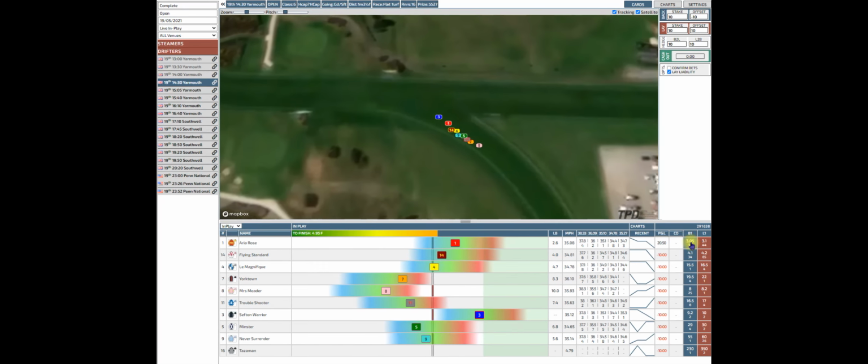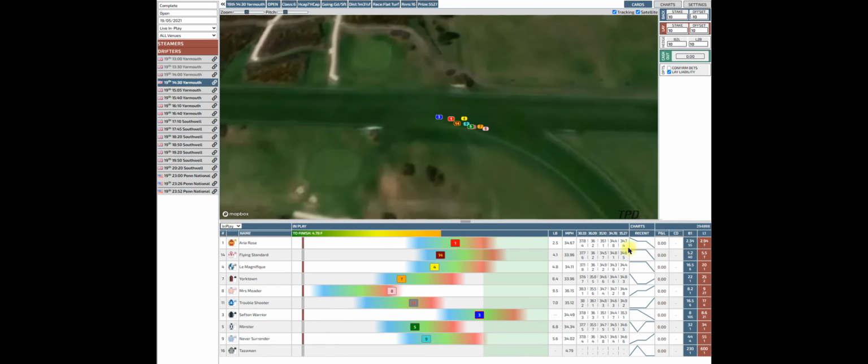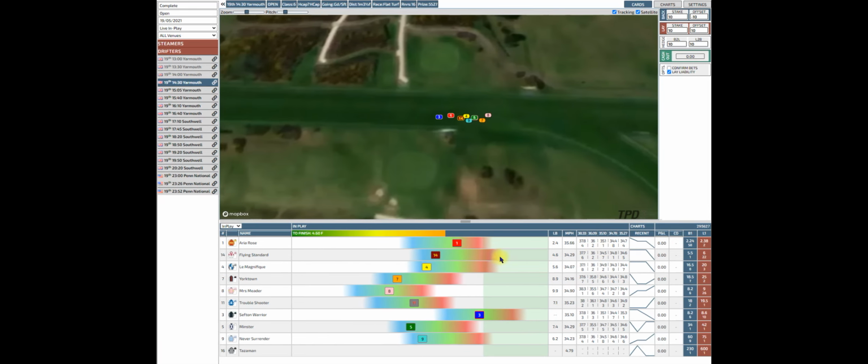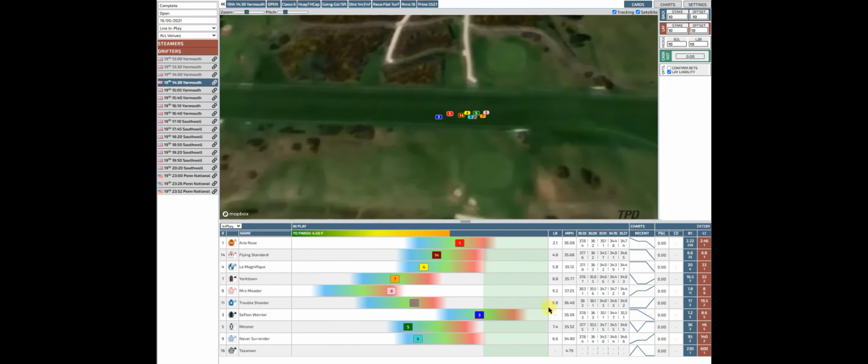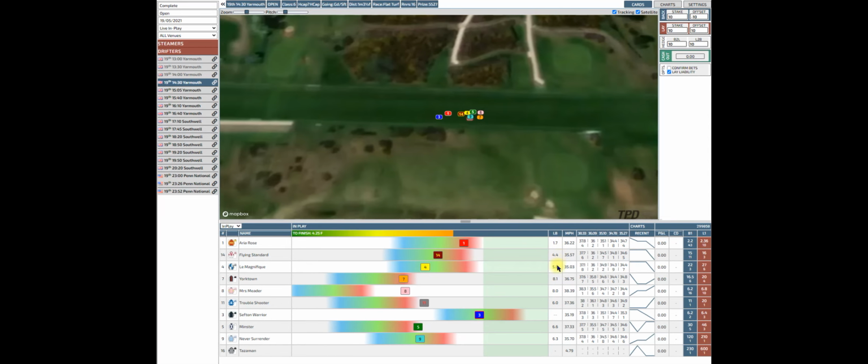So one more race, and yeah, I do apologise for the tiny screen. There was a lot of horses, so I had to use the zoom option to fit everyone in.